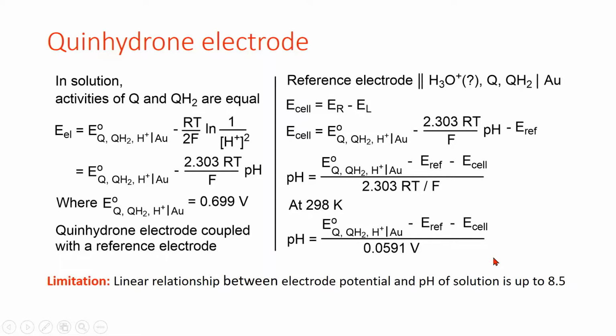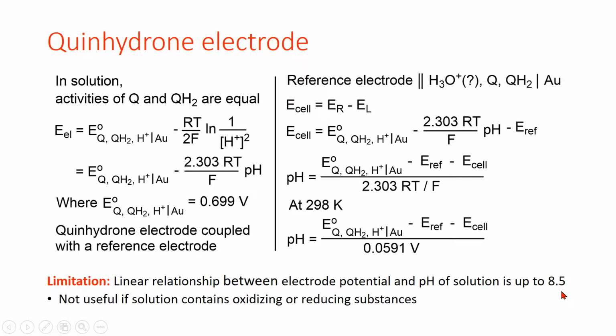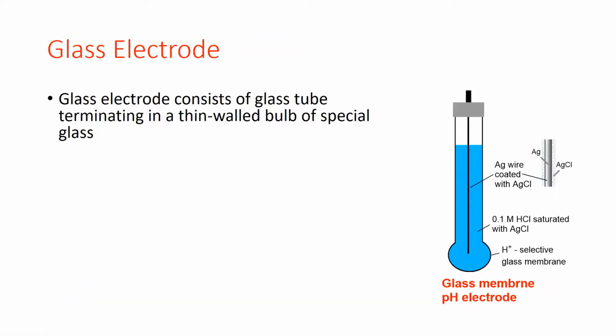Limitations of quinhydron electrode. There is linear relationship between electrode potential and the pH of the solution up to 8.5. It is not useful if solution contains oxidizing or reducing substances. Other electrode that is used to determine pH of the solution is glass electrode.